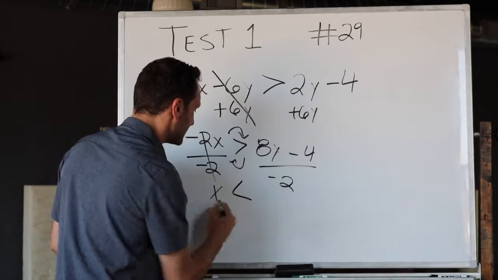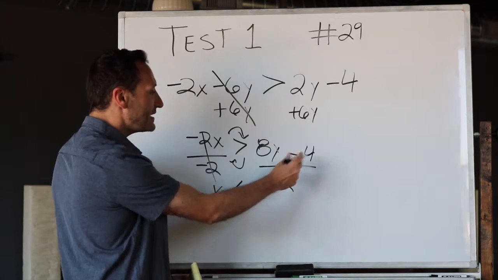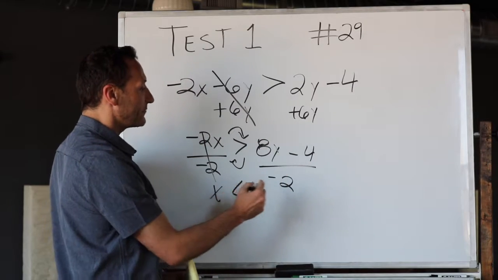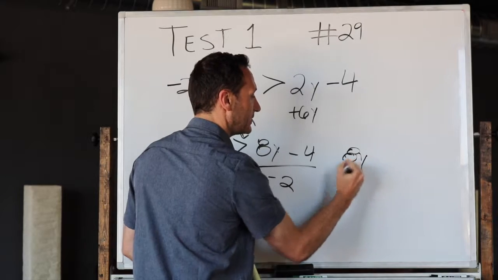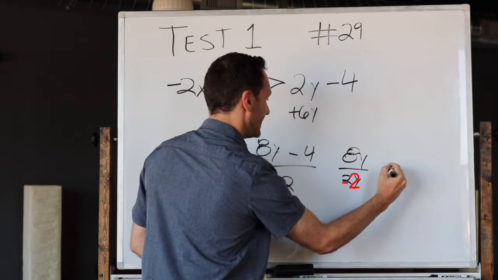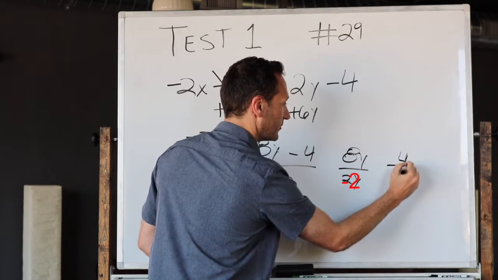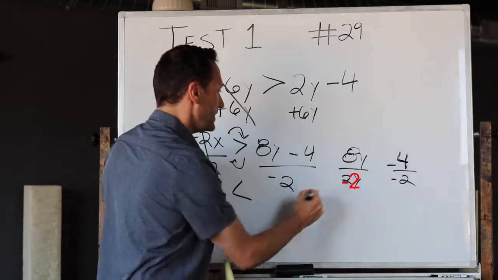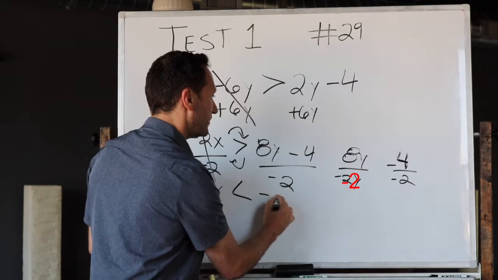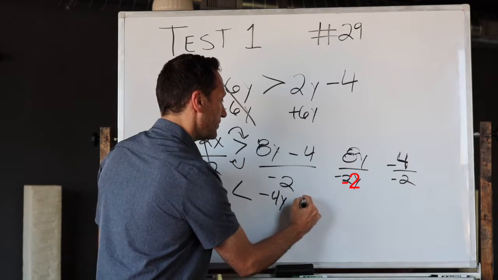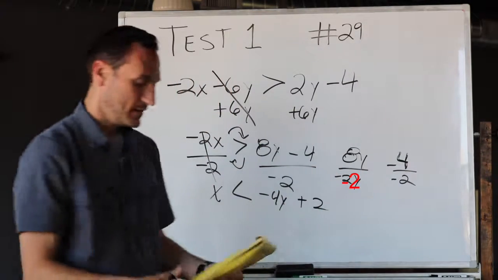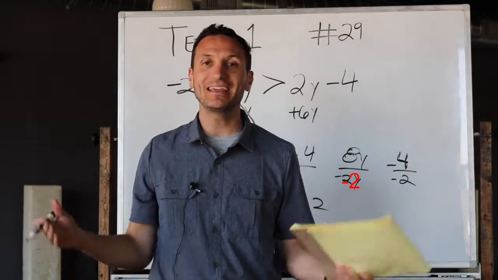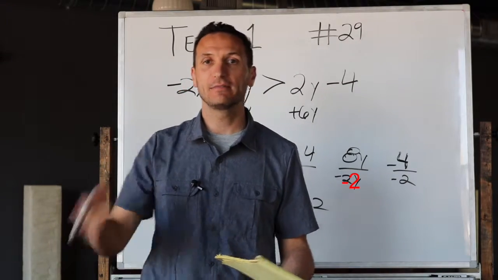So then we have x is less than, and when we're dividing by a negative 2, another way of writing this would be 8y divided by negative 2 and negative 4 divided by negative 2 to find out what those answers would be. So that would be negative 4y plus 2. And the correct answer for this one would be A. All right, good job.